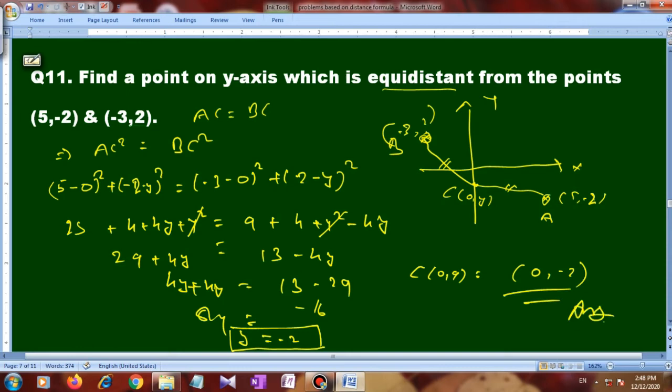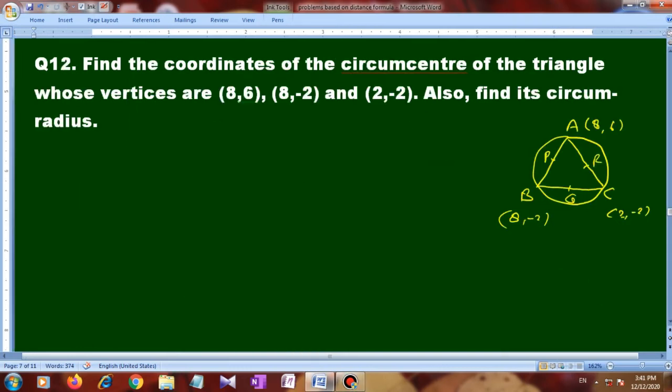Clear? That's our required answer. Now our next question is: find the coordinates of the circumcenter of the triangle whose vertices are (8, 6), (8, minus 2) and (2, minus 2). Also find its circumradius. So in this question the vertices are given. Suppose the circumcenter is P. Clear? So the coordinates of P are (x, y). Now join this point P to the vertices A, B and C.